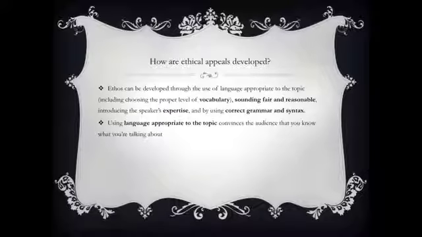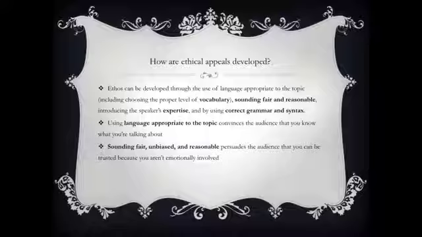So to expound a little bit more on these terms, using language appropriate to the topic basically convinces the audience that you know what you're talking about. If you can use that language that's appropriate to a specific topic that you're arguing about, you show your audience that you're informed. You know what you're talking about.